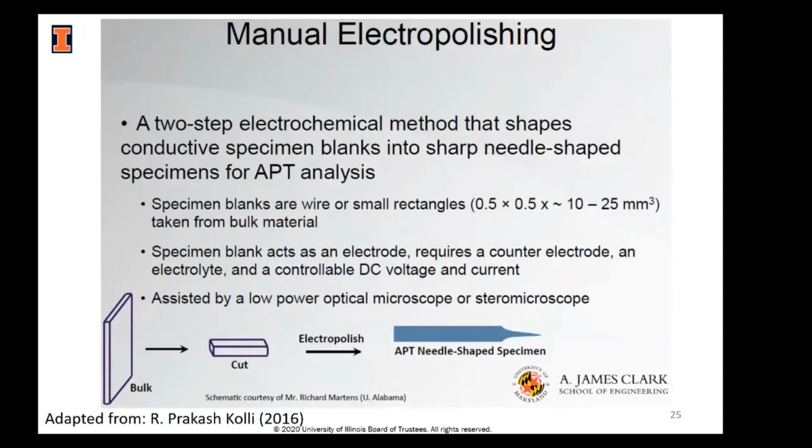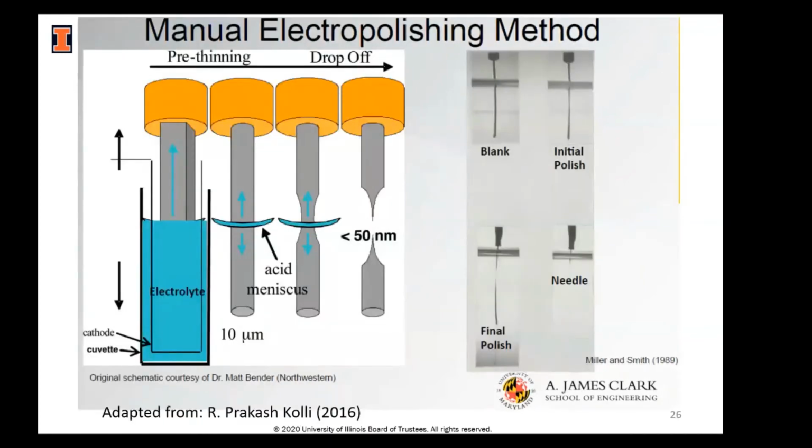So one of the traditional methods of preparing mostly metallic samples is done by manual electropolishing, where you could take a bulk sample, cut a small chunk, which could be electropolished then to form into a very sharp tip. So this can be done by electropolishing in some electrolytes. Here is very briefly a diagram of that.